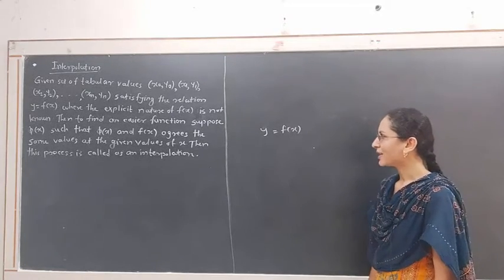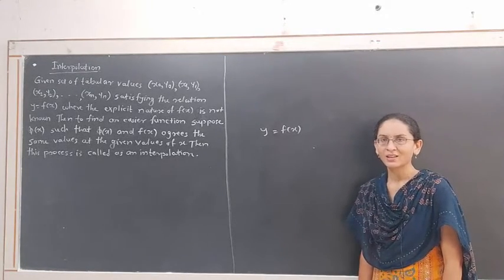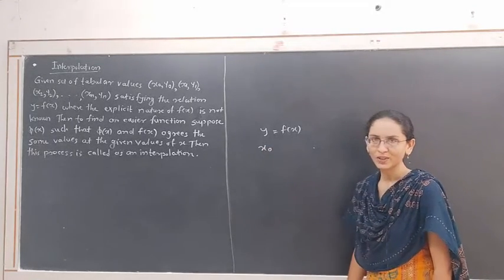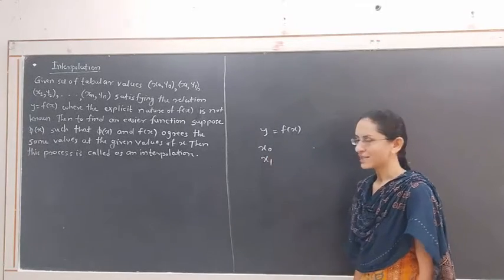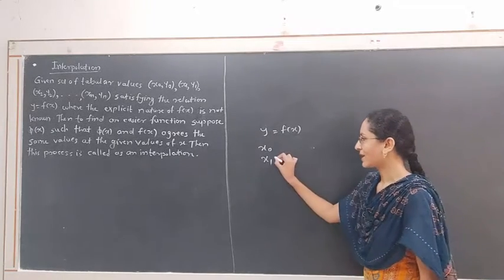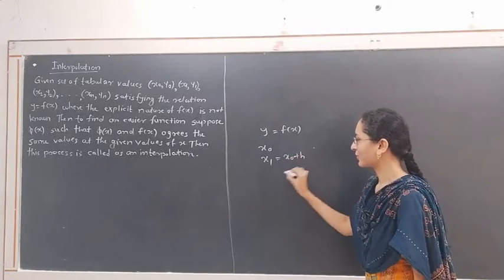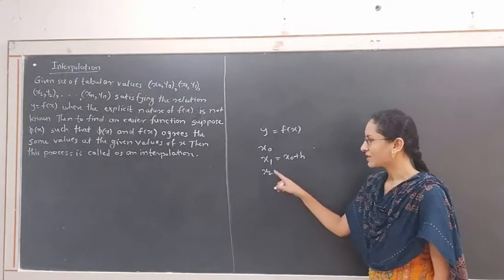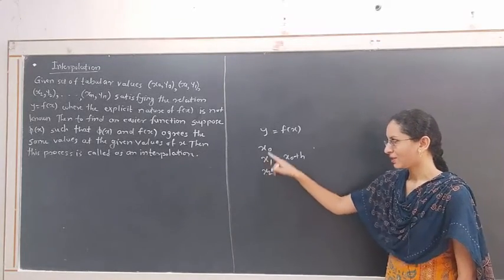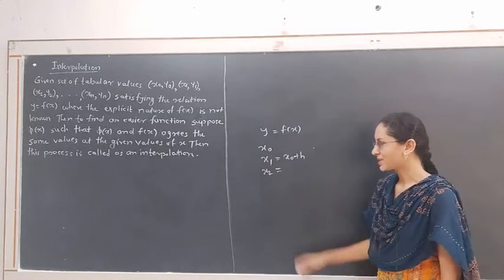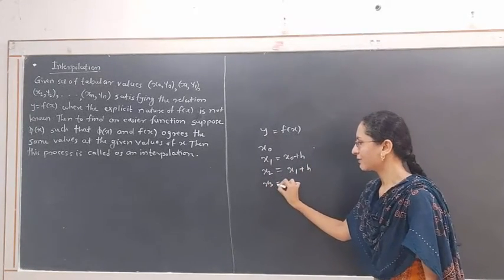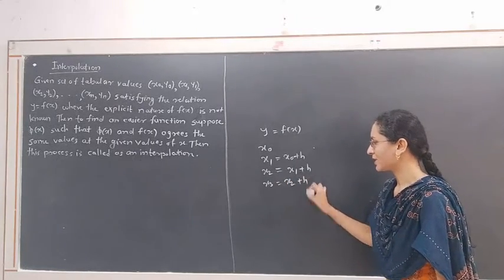Suppose the values of x are equally spaced, meaning if we know one value, suppose the initial value of x is x0, the next value x1 is obtained by adding h to x0. x1 is x0 plus h. x2 is the next value of x which is equally spaced. These values are equally spaced, meaning x2 is obtained as x1 plus h. x3 is equal to x2 plus h.